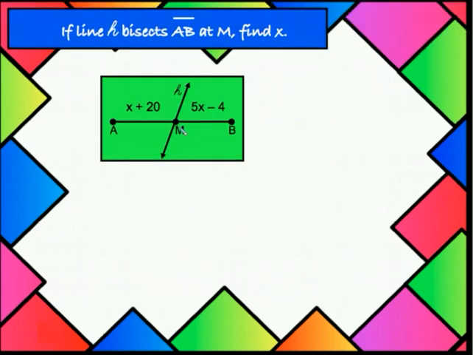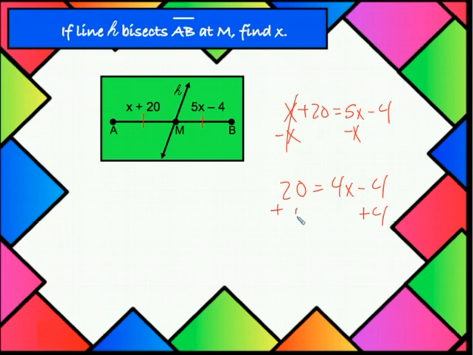If it bisects, then it goes through the midpoint, so it still just cuts it in half. So x plus 20 equals 5x minus 4. Subtract x, and you get 4x minus 4. Add 4, you get 24 equals 4x, and then x equals 6. And that's all it wanted us to find. Hopefully the proof is the same way.